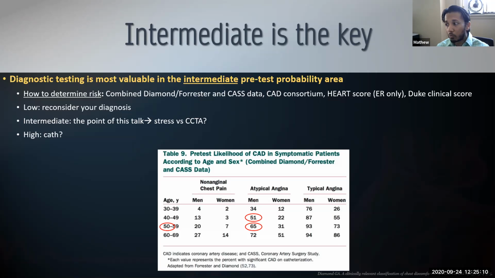If they're intermediate risk based on the Diamond Forrester, which I'm going to extrapolate on the next slide, then you're going to probably say, well, maybe I'm going to do a stress versus a coronary CTA. The coronary CTA is going to come up theoretically when they don't have symptoms, but it has been extrapolated to being a rule out test now in the hospital, but that's still very much under debate. And if they're a high pretest probability, why even waste their time? Just go straight to cath, because they're probably going to need it.